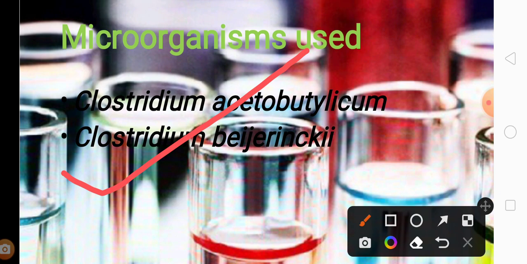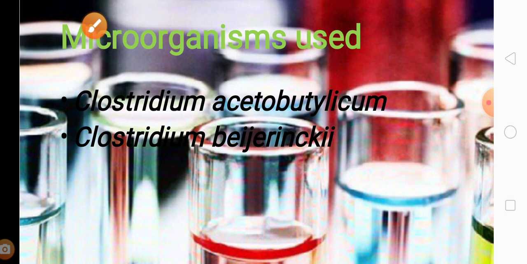and with advancing time, Clostridium beijerinckii is the widely used microorganism for our butanol production. Why Clostridium beijerinckii? Like, what qualities does it have that made it the most widely used microorganism for butanol production? So, Clostridium beijerinckii can tolerate a higher concentration of butanol.